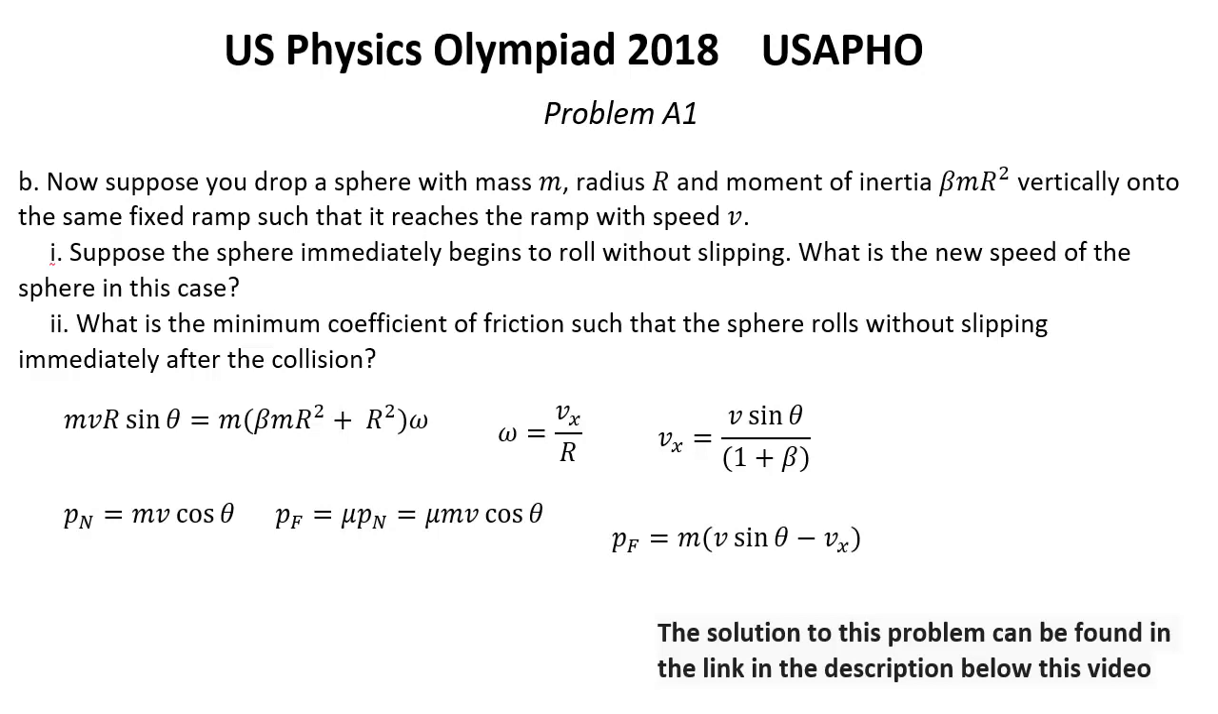the initial horizontal momentum minus the final horizontal momentum, which is this expression, or the change of horizontal momentum equal mv beta sine theta over 1 plus beta. Using this equation and this equation, we can find the minimum possible coefficient of friction. That will be beta tangent theta over 1 plus beta. That was the solution for problem A1.